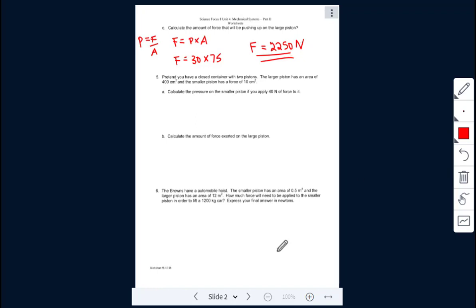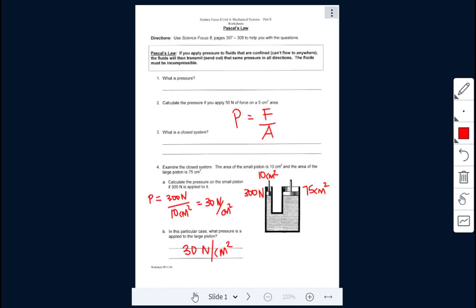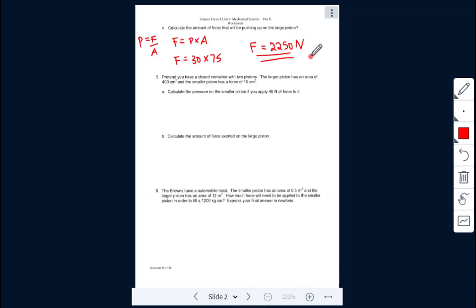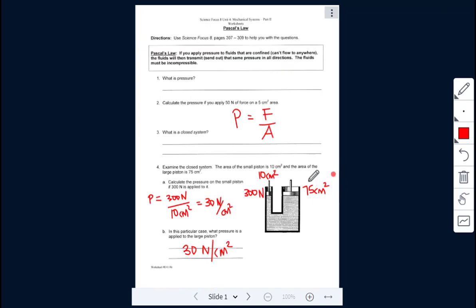Okay, so going back to what we've just learned, in this particular instance, if you push down with 300 newtons of force on a small piston that has an area of 10 centimeters squared, we are going to get a force pushing up of 2,250 newtons when the area is 75 centimeters squared. All right, so the pressure stays the same. The pressure doesn't change. That's what Pascal's law tells us, but the force increases on that larger piston.